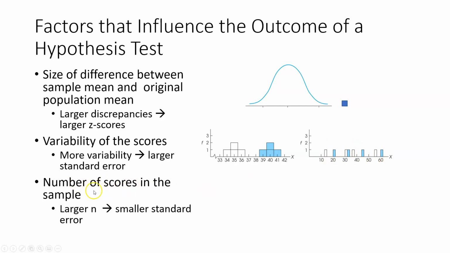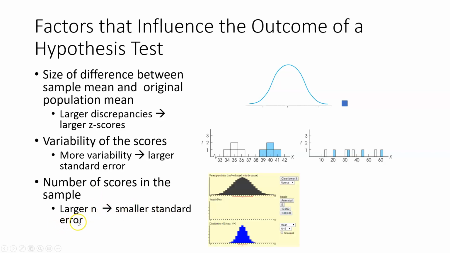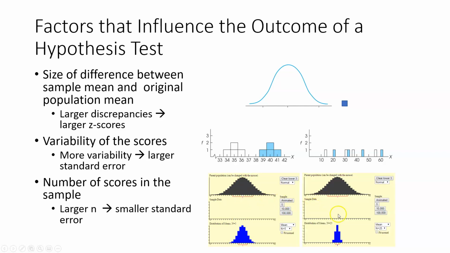The number of scores in the sample is also going to determine whether you can reject the null or not. A larger n size yields a smaller standard error. So, as we've used this online example many times, if you use an n of 5 for each sample that falls down here and you compute its mean and then create your sampling distribution from that, it's going to be much wider. Each sample will be very far from the population mean. But if you use larger samples like an n of 25, then the standard error is much smaller, and the typical distance of each of these sample means is much lower. It's much closer to the population mean.